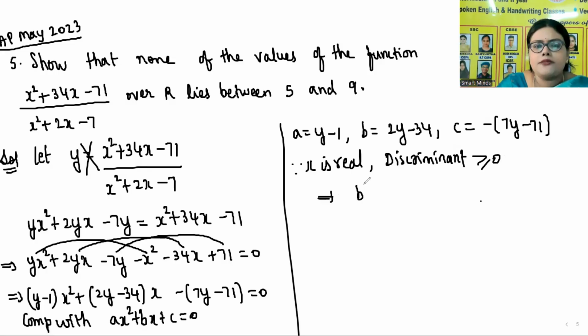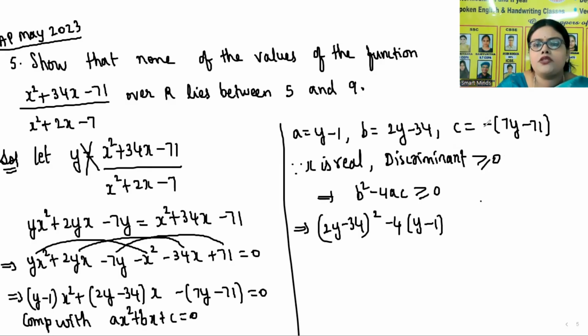So discriminant b square minus 4ac is greater than or equal to 0. What is b square? (2y minus 34) whole square minus 4 into a, which is y minus 1, into c, which is minus of (7y minus 71). So already you have a minus here; minus into minus will become plus (7y minus 71). Now if I take 2 common from this, we will get 4 outside, so we get (y minus 17) whole square. This is greater than or equal to 0.